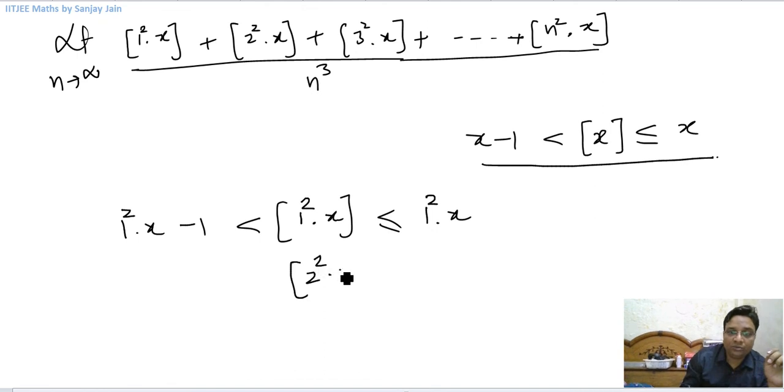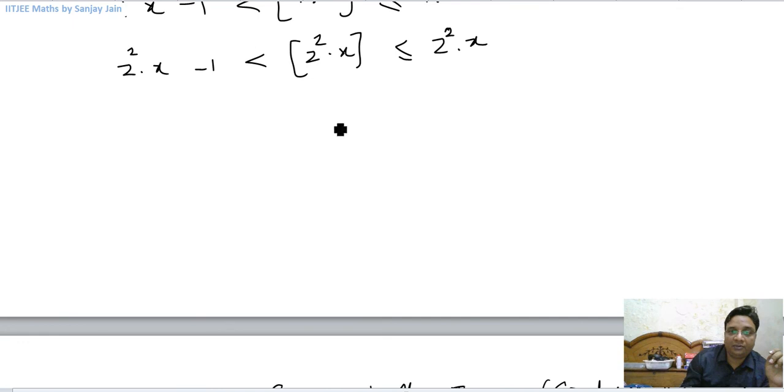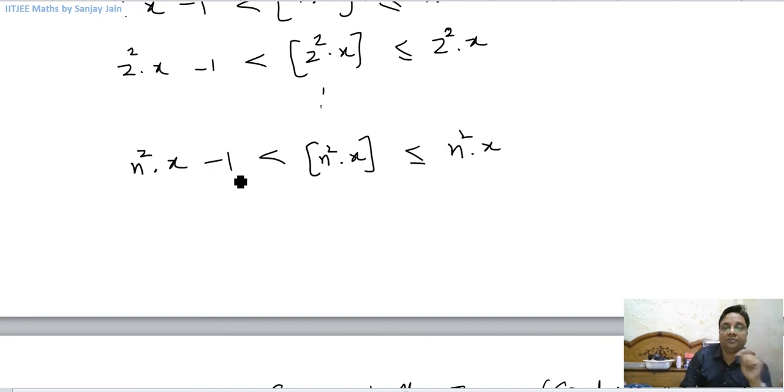Similarly, I can say the greatest integer function of 2² x is less than or equal to 2² x, but greater than 2² x minus 1. Similarly, if you go on till n² x, it will be less than or equal to n² x, but greater than n² x minus 1.